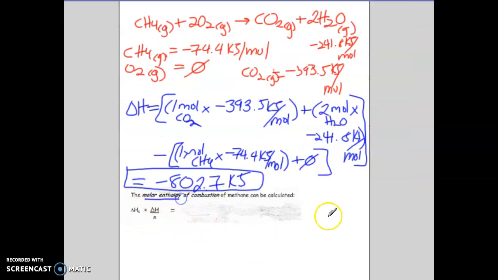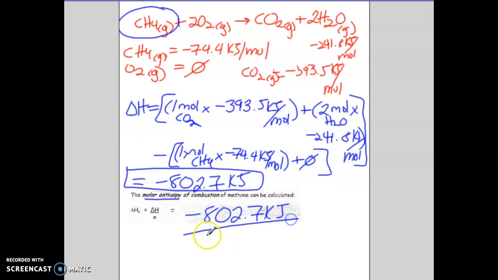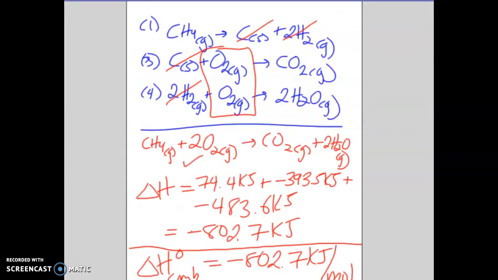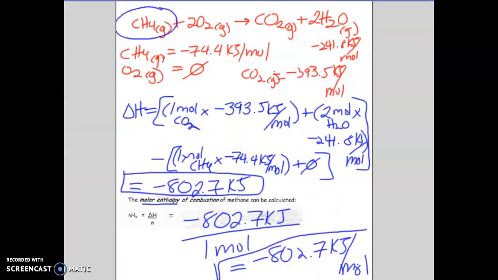Now, again, we still want the molar enthalpy for the combustion of methane. However, this is also representing 1 mole. So essentially, this is going to be already the molar enthalpy. So we have 1 mole of methane, so it ends up being negative 802.7 kilojoules per mole. Okay, so it's exactly the same value that we received when we did our Hess's law version of this. So this is just an alternate way of determining the delta H for a reaction, which can then be the molar enthalpy for that reaction.